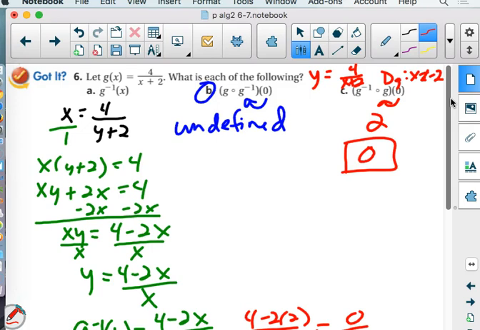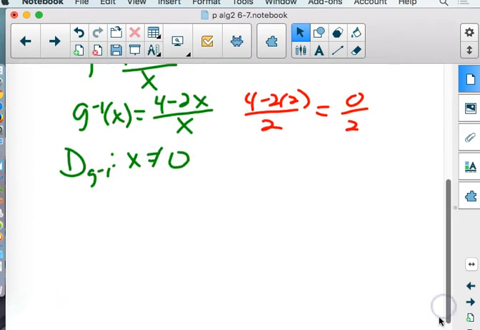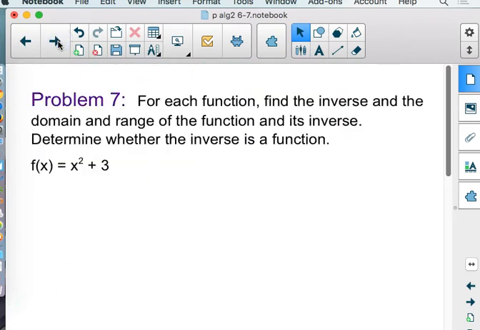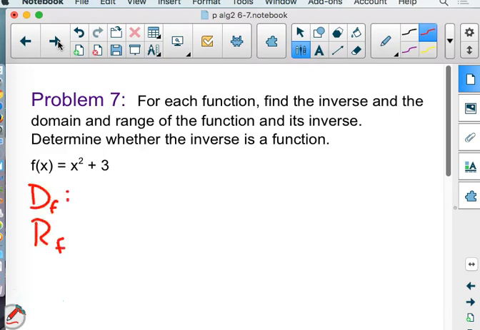So, like I said, the harder part of this objective, even though it's not listed, is going to be domain. I was thinking, all right, what's going on here? What do I have for numbers that I can use and numbers that I can't use? And that brings us to example 7, where we're talking about, for each function, find the inverse and the domain and range of the function and its inverse, and determine whether the inverse is a function. So we've got f of x equals x squared plus 3. And it says we're going to talk about the domain and range later, so I'm going to start right now thinking about the domain and range of this function.